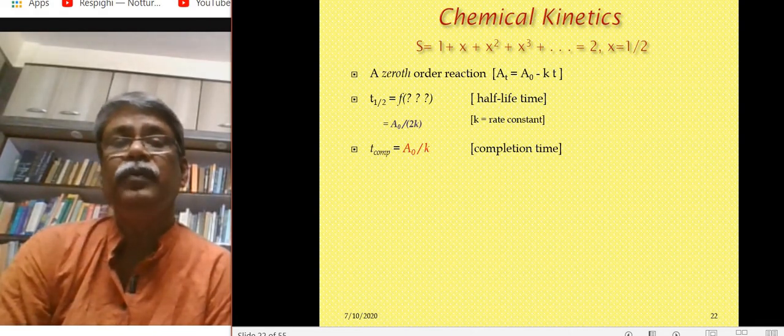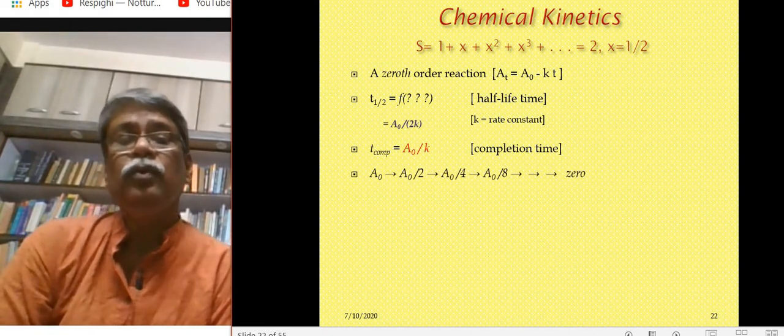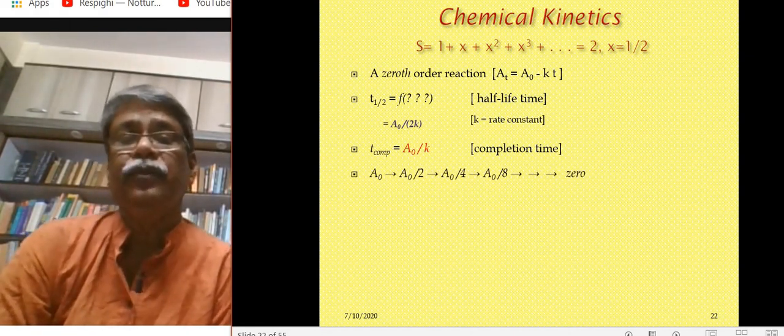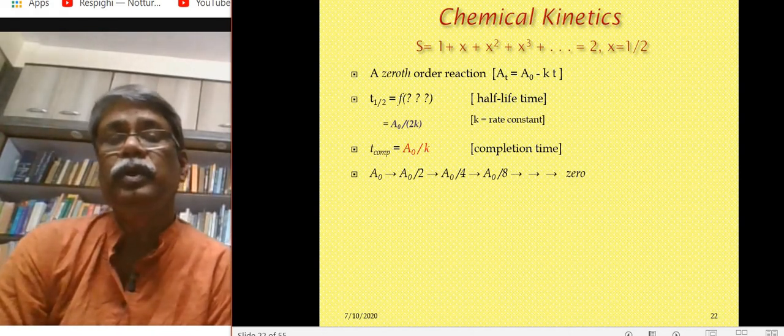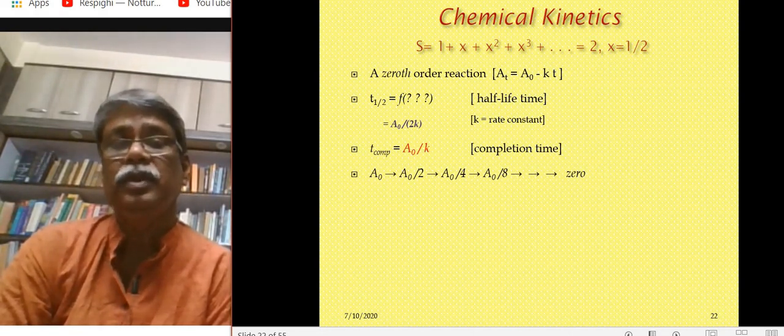So at that time, if it is T comp, that means the left hand side is 0, so A0 is equal to K into T comp, so T comp is A0 by K, fine. Now if you think in terms of steps, initially it started with A0, then after T half of the first step, A0 by 2, and in the second step A0 by 4, A0 by 8, and eventually it will go to 0, because completion is possible in the zeroth order reaction, we know that.